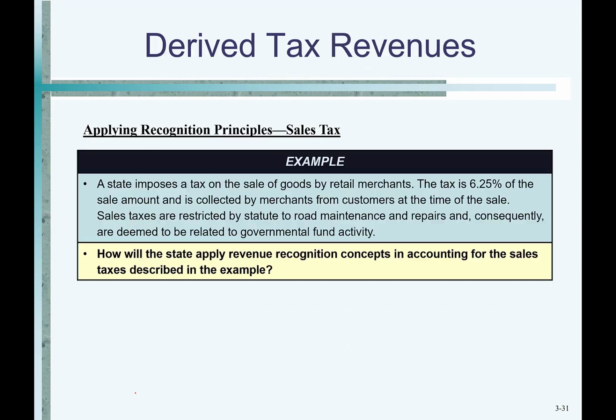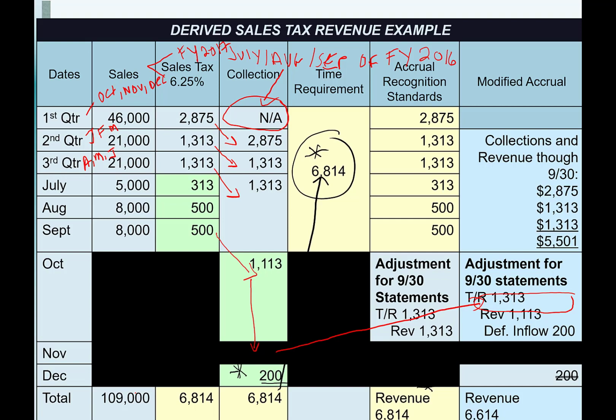Okay, so let's just look at this example here, and I'm just going to go straight to this chart, in which we have this government that is going to deal with its sales taxes by quarter: the first quarter, second quarter, fourth quarter, July, August, September. So this government has what? An October 1st to September 30th fiscal year, don't they? Yes. October 1st to September 30th fiscal year.